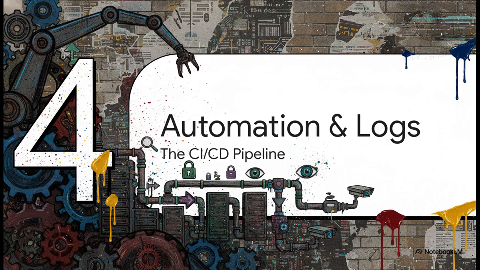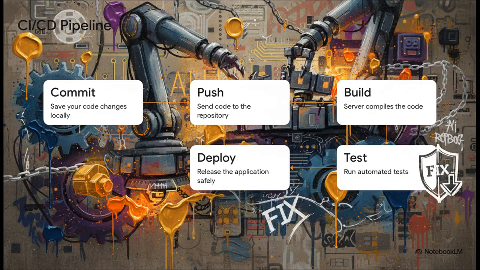Think of this as your deployment pipeline and your digital security cameras. Look, to prevent total chaos during updates, we need automated pathways. This continuous integration and continuous deployment pipeline, CI/CD, is essentially a tangible, automated checklist. You commit your code, push it to a repo, the server automatically builds it, runs your automated tests, and if everything passes, it deploys. This prevents those manual, oops, I dragged the wrong folder errors.